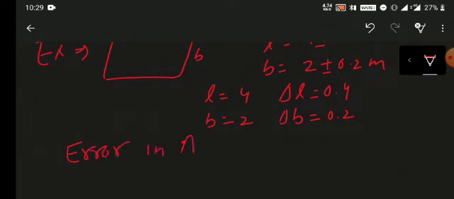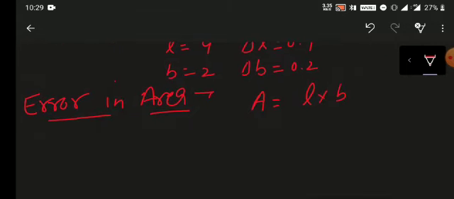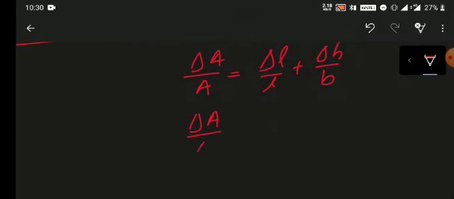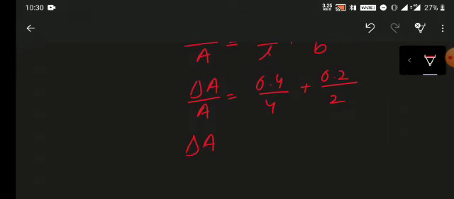You have to determine the error in area. How can you find the error in area? You know that area is equal to length into breadth. So if you apply the propagation of error for multiplication, then delta A upon A is equal to delta L upon L plus delta B upon B. Put in all the given values here: delta L is 0.4 and L is 4, delta B is 0.2 and B is 2. So you can easily determine that delta A upon A is, I think, 0.2.